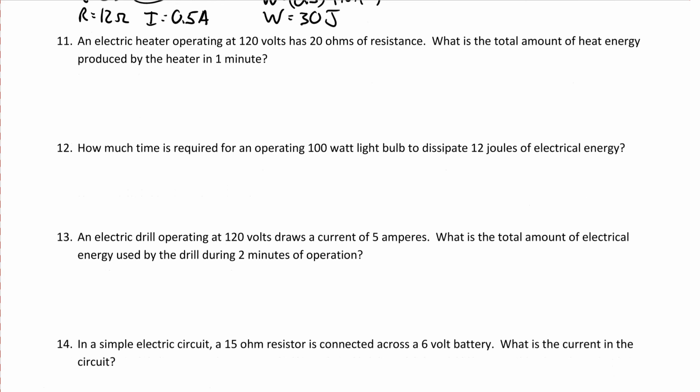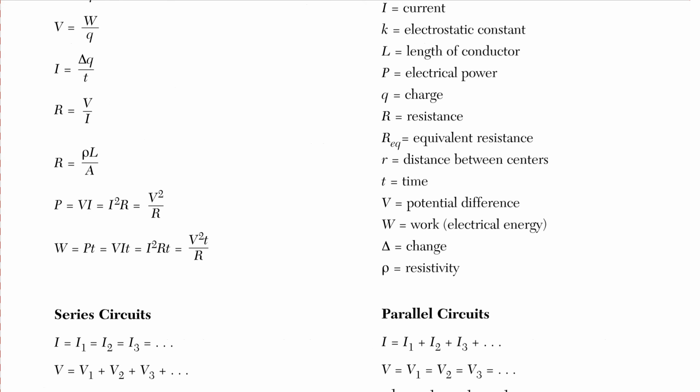An electric heater operating at 120 volts has 20 ohms of resistance. What's the total amount of heat energy, so it's still energy, produced by the heater in 1 minute? So the time is 1 minute. We said before we want it to be 60 seconds. And now we're looking for an equation that doesn't have I. So this one we don't use. This one has I, we can't use it. This one has I, we can't use it.